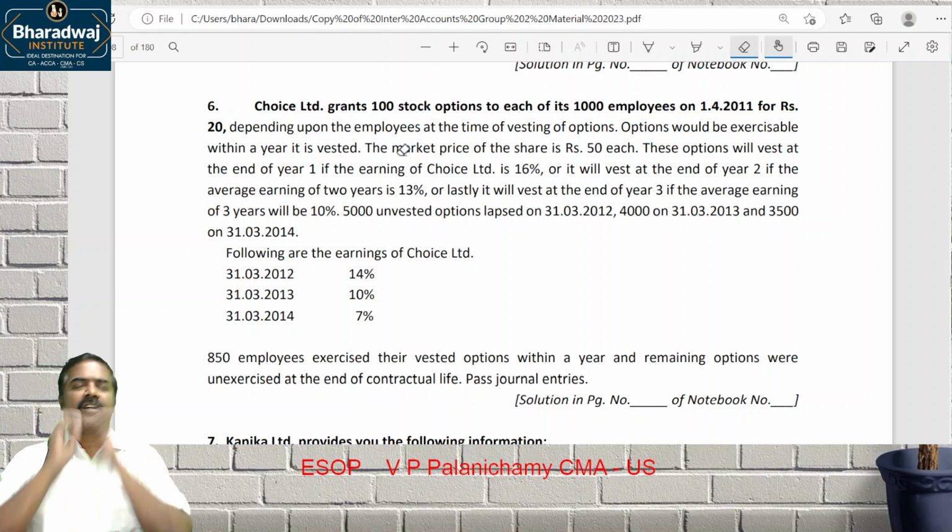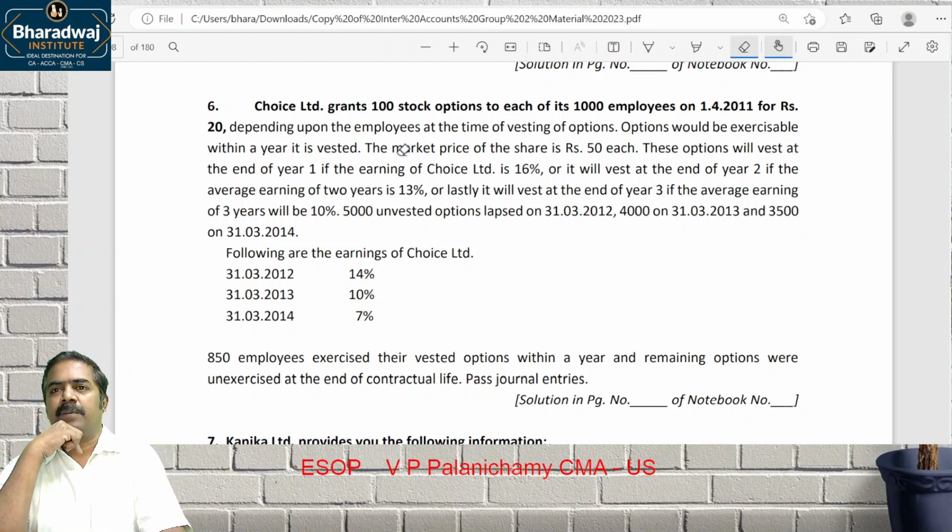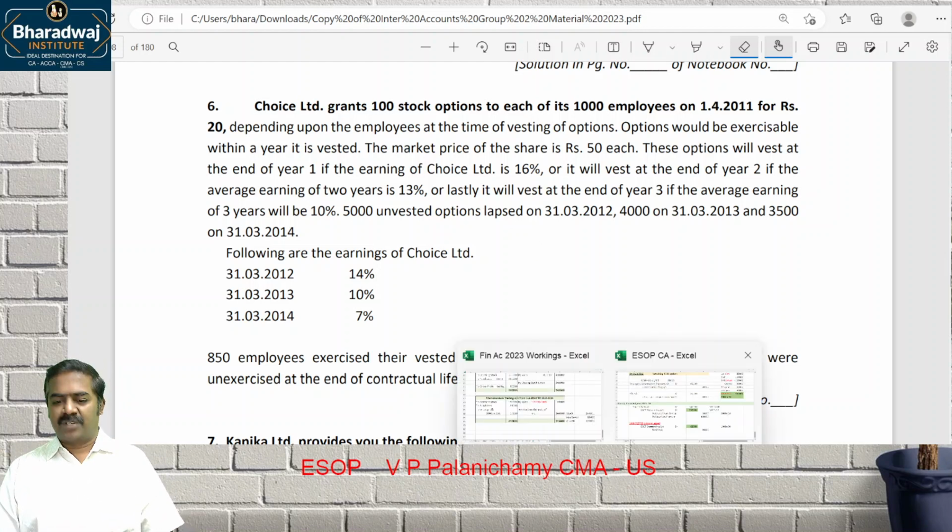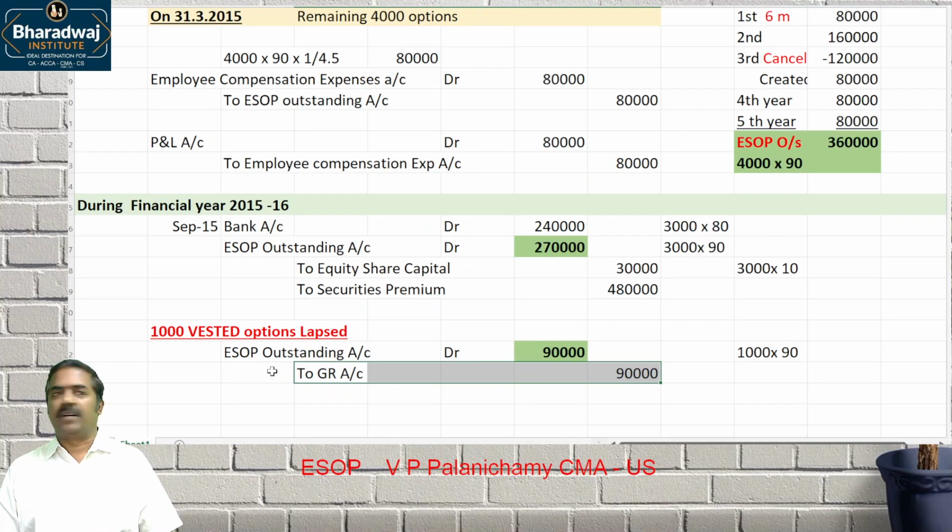Normally, so far we had seen a fixed vesting period. What do you mean by fixed vesting period? 3 years, 2.5 years, 1.5 years, 4.5 years and so on, we had seen. Now, can the vesting period change? Can the vesting period be changed subsequently?